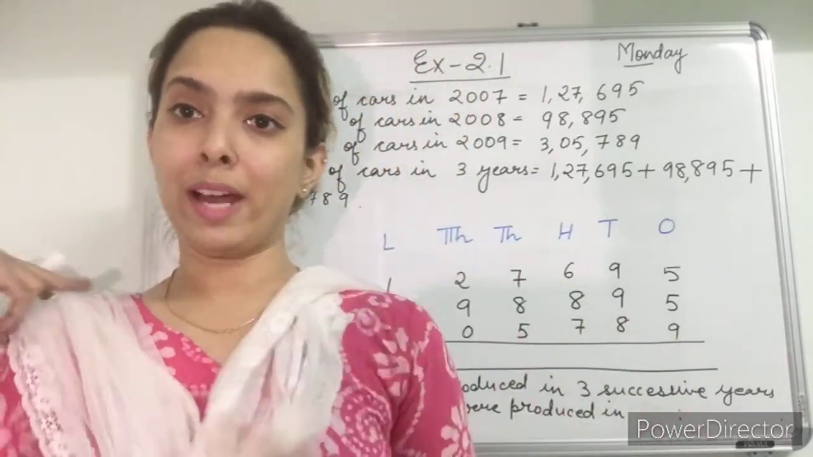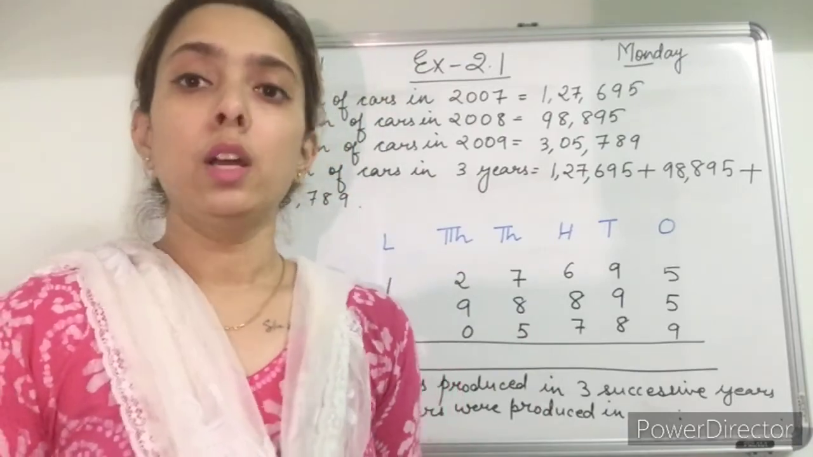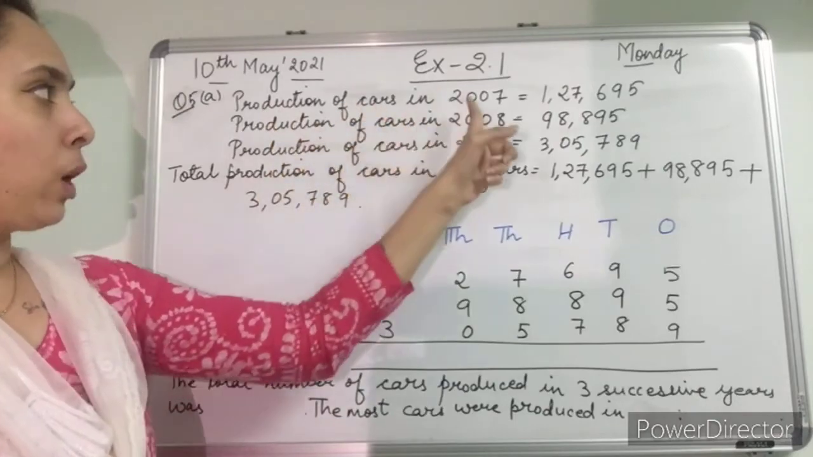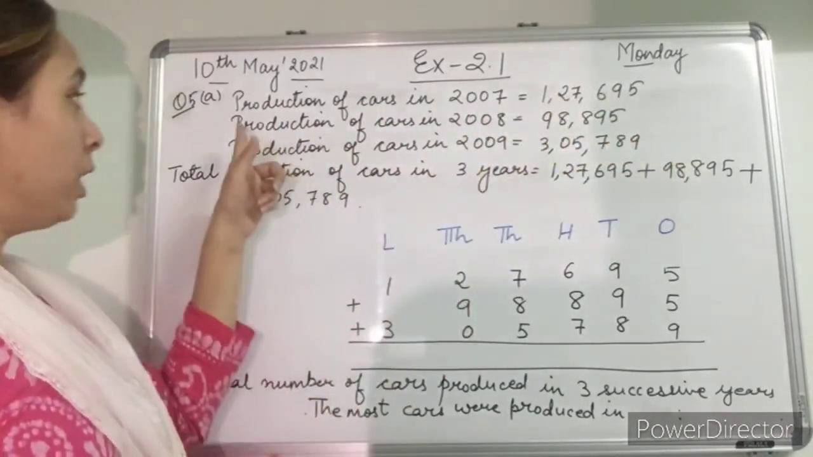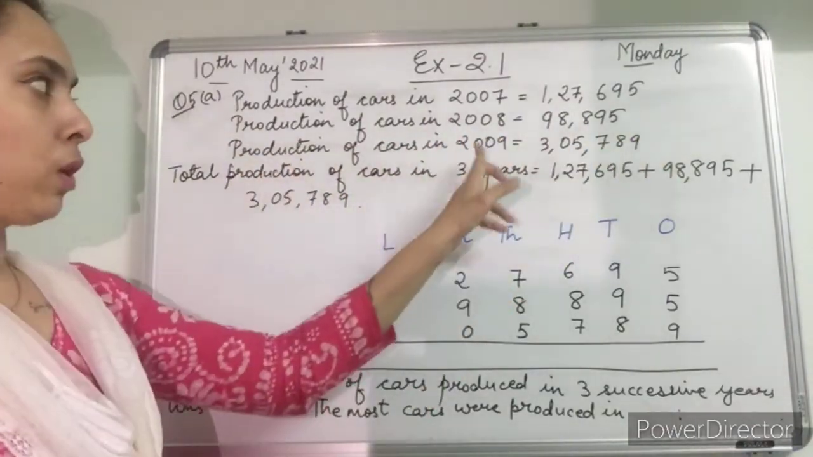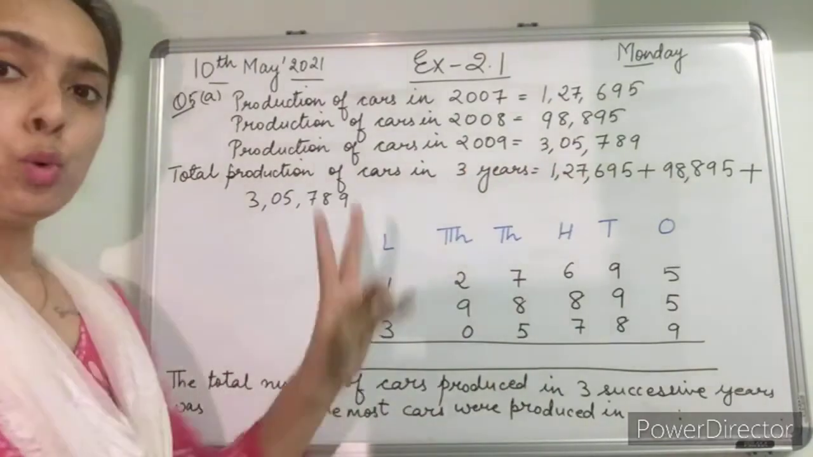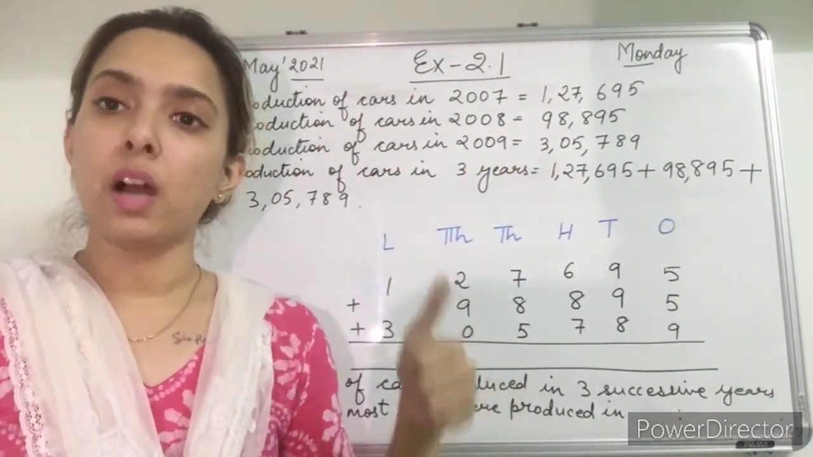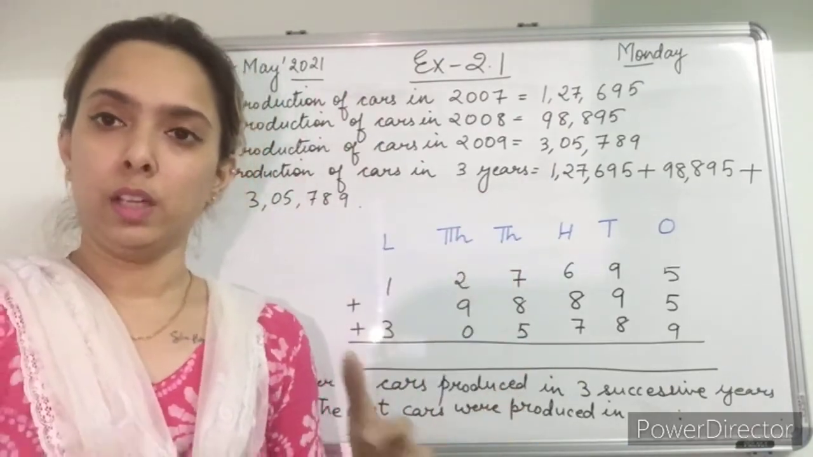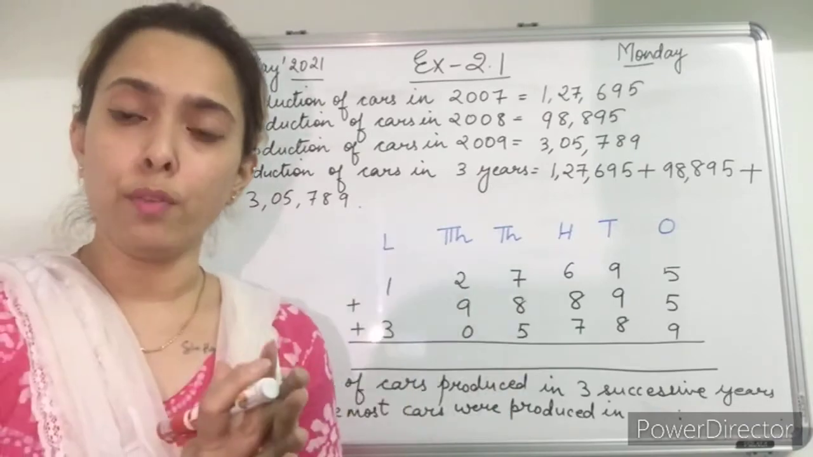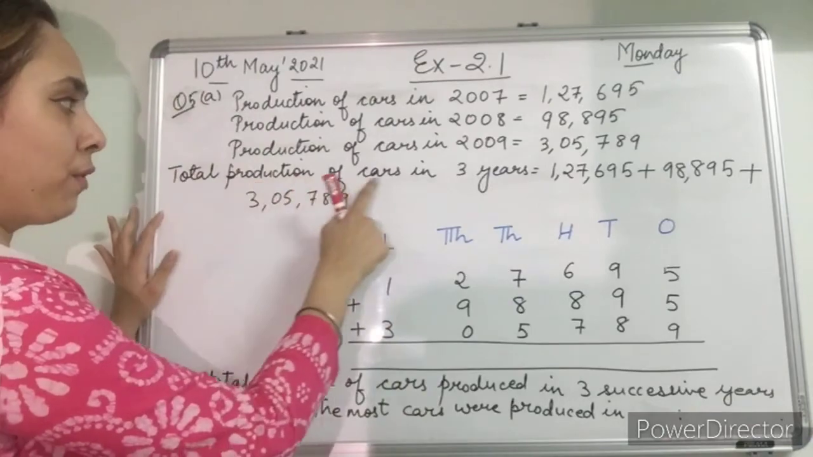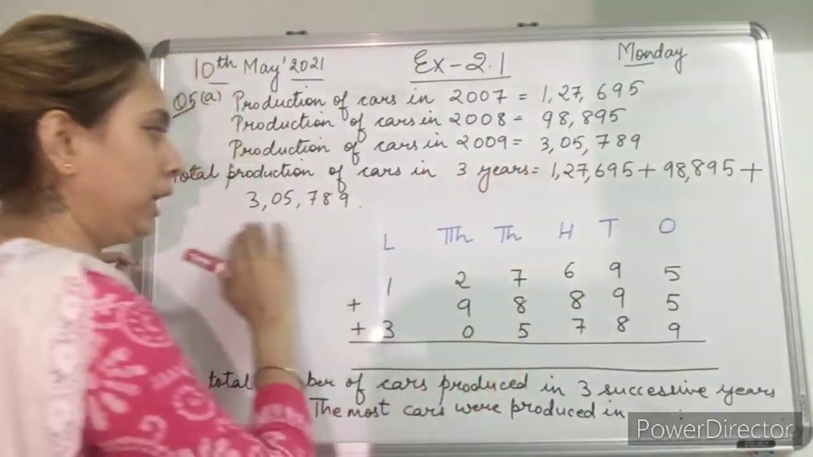So how are we going to write statements, and how are we going to perform addition? Let's see. I have written the statements like this. Production of cars in 2007, these many. Production of cars in 2008, these many. Again, production of cars in 2009, these many. There are two questions. First is the total number of cars in the successive years. Successive years means continuously 3 years. We have to find out the sum of the production of cars in all the 3 years. So the total production of cars in 3 years, add all the numbers.